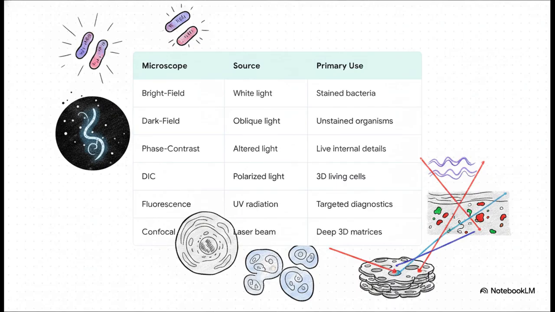For internal cell details, phase contrast and DIC manipulate light waves to show deep contrast without any chemicals. Fluorescence? That uses UV light and targeted glowing dyes for rapid automated diagnostics of specific pathogens in tissue. And Confocal uses lasers to build deep, 3D reconstructions of complex microbial biofilms. It really is all about having the right tool for the right job.